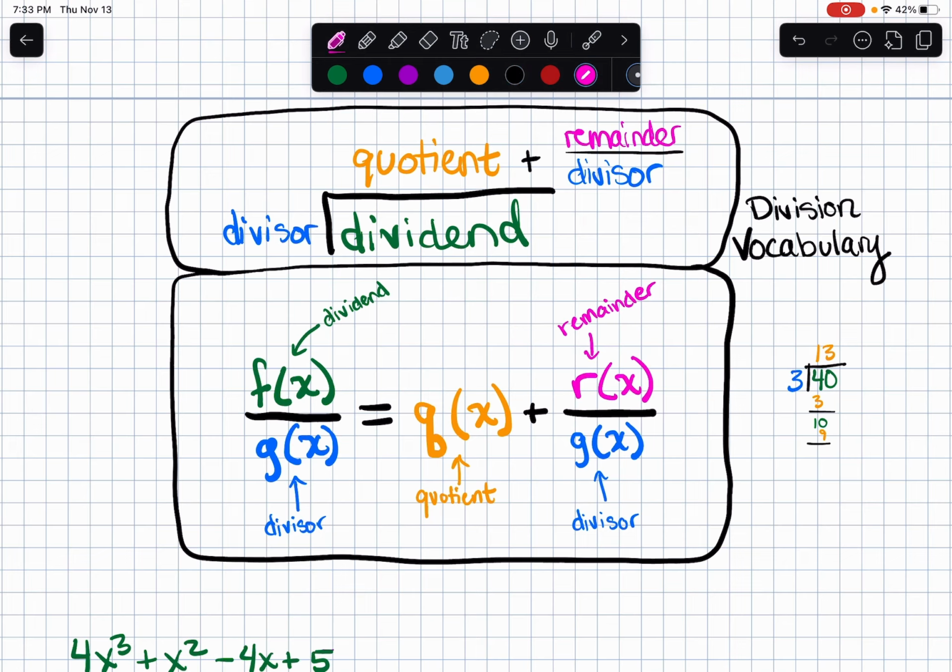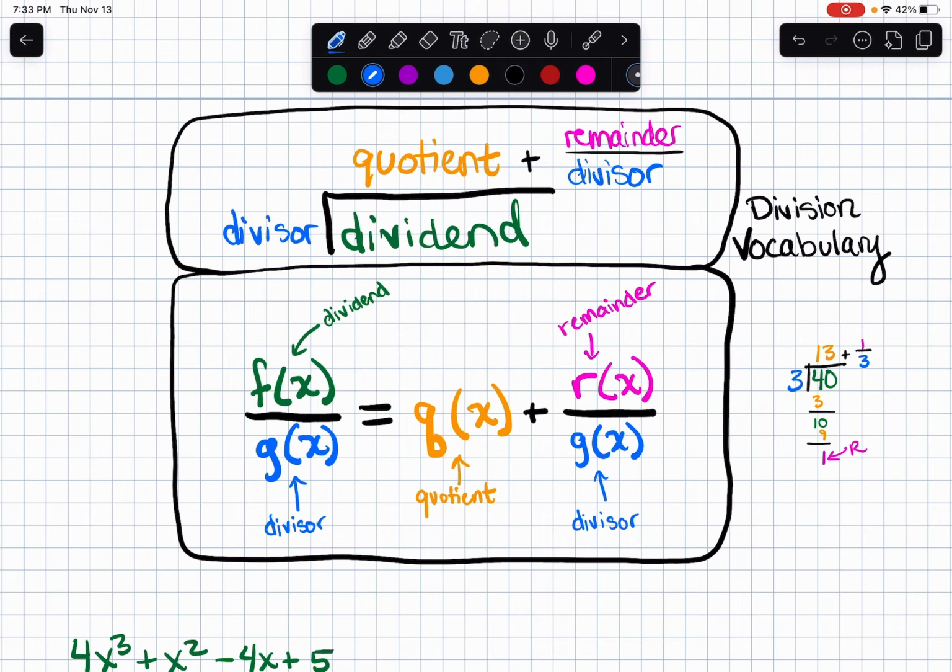At that point, I have 1 left over. 3 does not go into 1, so 1 would be my remainder. And I could say 40 divided by 3 is 13. 13 would be my quotient, plus my remainder of 1 over my divisor of 3.